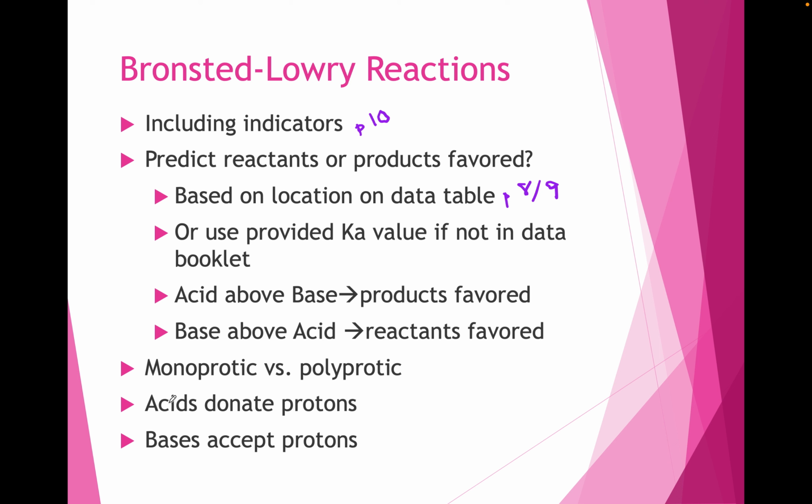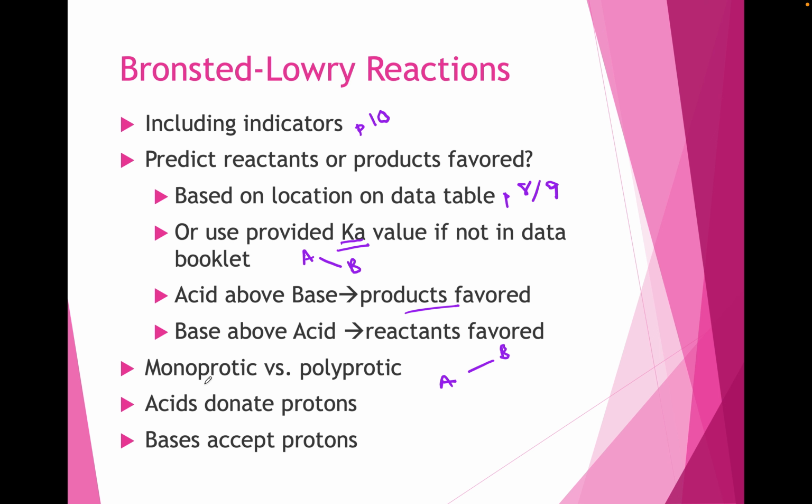And then this next point here, if it's not in your data booklet, Ka will be given, and from there you would know where to put it in your data booklet because all of your reactions have a Ka value. Then from here, if your acid on your table is higher than your base, products are favored. If the base is higher on the table than the acid, and by your table I'm still talking about page 8 or 9, then your reactants are favored.